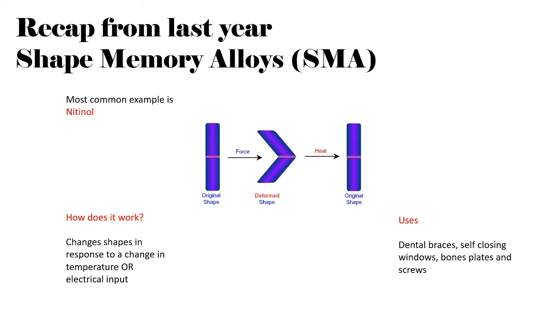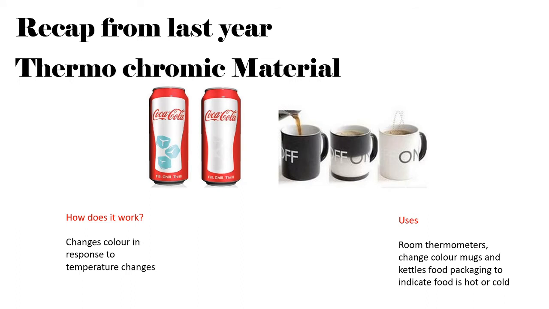Now, the most common uses being things like dental braces, bones, pins in broken bones. You can get glasses frames that are very, very expensive. But it is a really, really common smart material that's started to be used quite a lot in modern day society. So next one is your thermochromic material.